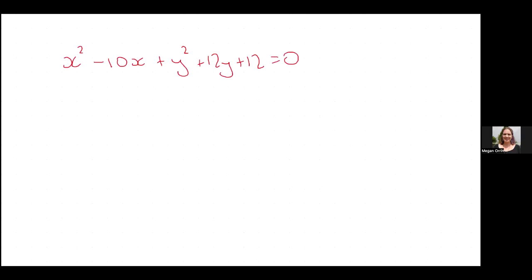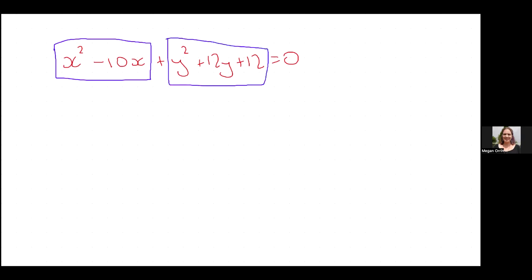I'm going to think about the x's as one equation, and I'm going to think about the y's as another equation, and I'm going to complete the square for both of them. And you'll see that it'll end up like the format that we had before. So let's complete the square here.